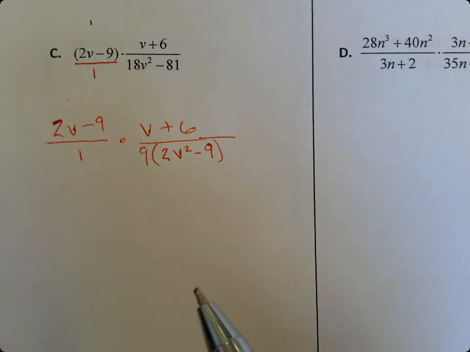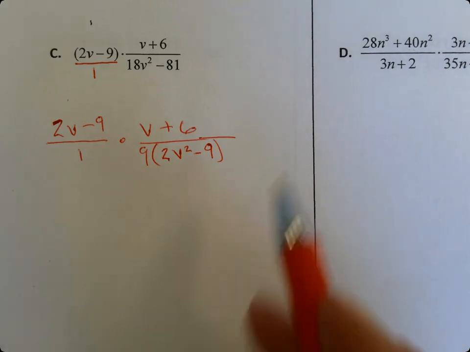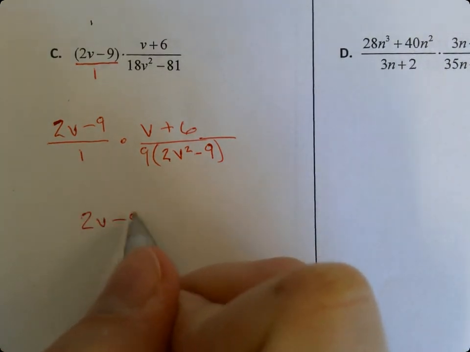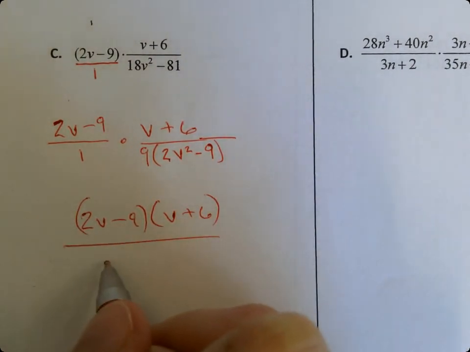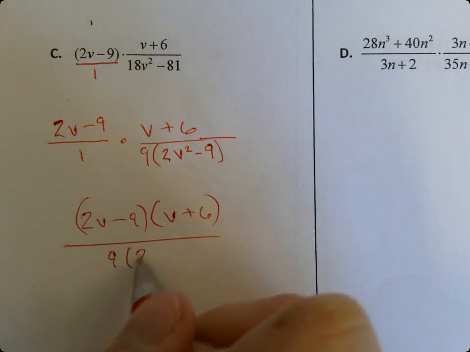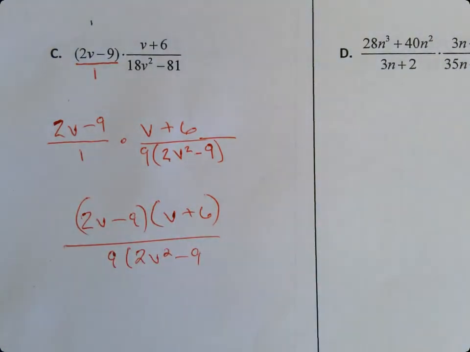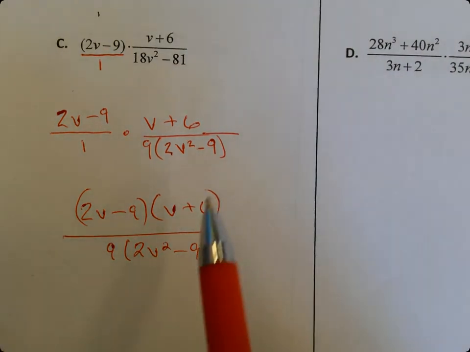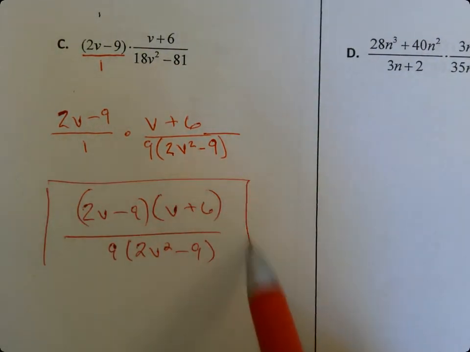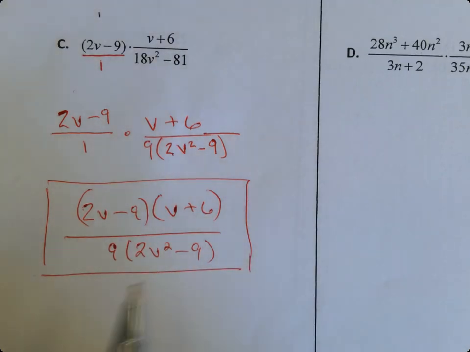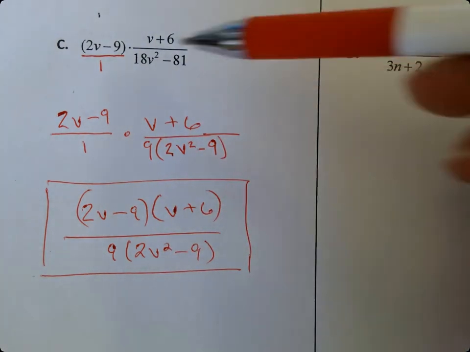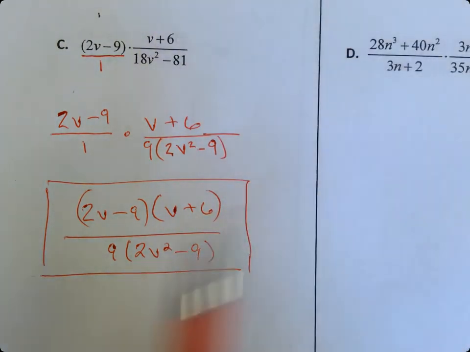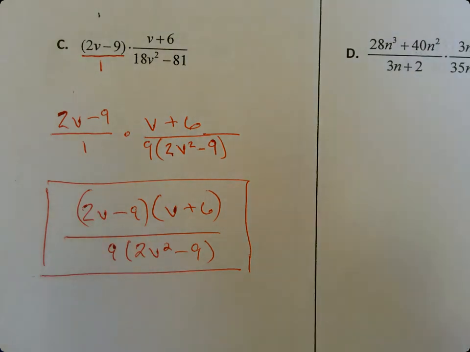So, do they have anything in common? No. So we're stuck, and this would be our answer. 2v minus 9 times v plus 6 over 1 times 9, and then 2v squared minus 9. So this problem, nothing's canceling, so this is our final answer. We just put all the pieces together. If this was a v squared here, then these two would cancel out, or vice versa if the square wasn't there. But they have to be the exact thing, and they are not to cancel.